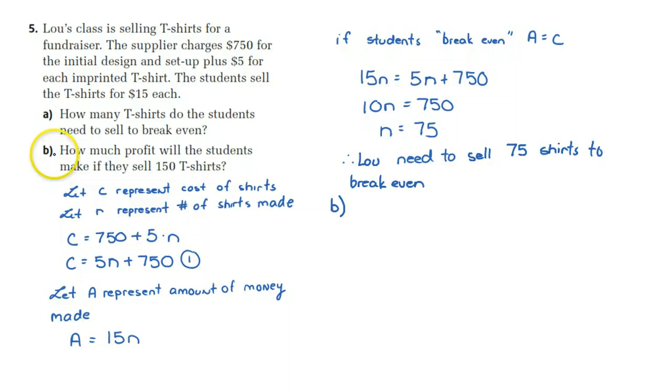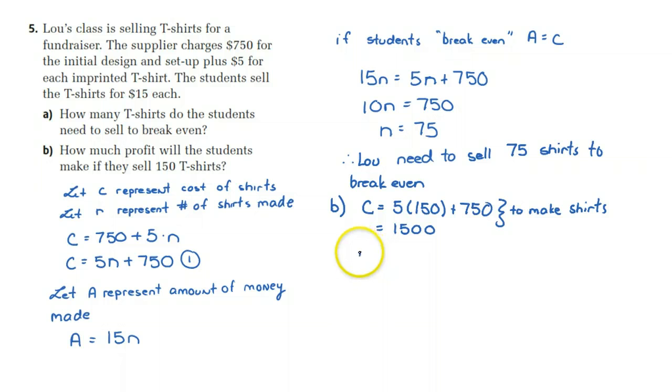So how much profit will the students make if they sell 150 shirts? So if the student body needs 150 shirts made, the cost is going to be 5 times 150 plus 750. So that's going to cost the class $1,500 just to make those shirts. So this is to make shirts.